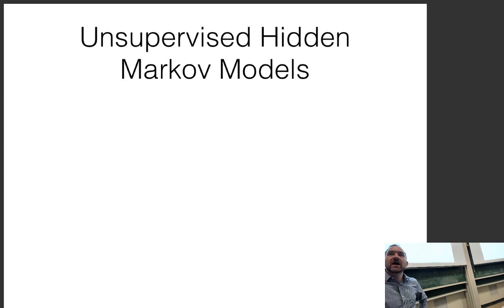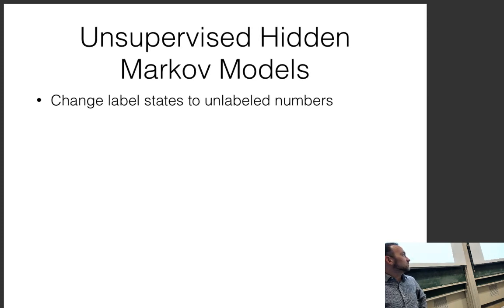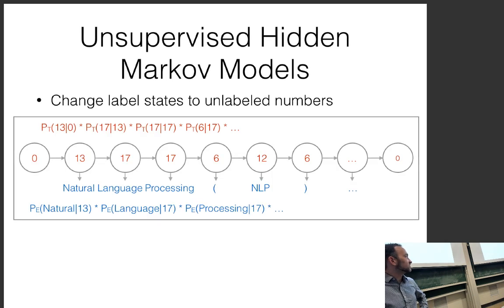One way to get around this is to not have labeled data at all. What you do essentially is you change the labeled states to unlabeled numbers. So instead of having adjective, noun, noun, you just have 13, 17, 17, 6, where you assume that these classes correspond to something that you care about. And maybe if you know there's about 50 part of speech tags in your language, you set this to be 50 classes, and you train it in an unsupervised fashion to maximize the likelihood of the data.